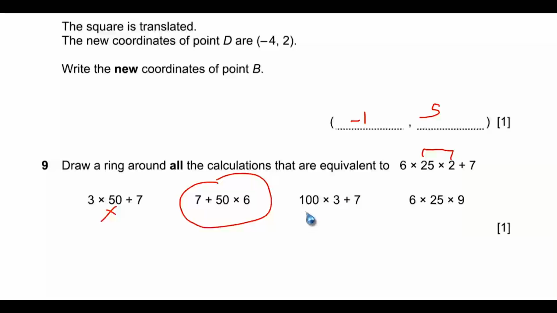So the next one is 100. So can we get 100 here? 100 times 3 plus 7. So let's see how we can get it. 100 times 3 will be 300. So can we get 100 from here? Yes. So this one, it will be 25 times 2. It will be 50. Okay, so from this 6, you can split it into 3. That is 2 times 3. So from there, you can multiply 50 by 2. So that means we have 100. So that will be 3 times 100. Okay, then add 7. So this one too is also correct.